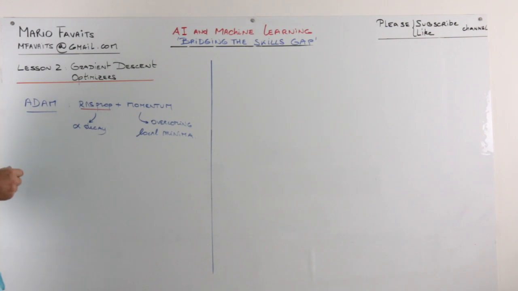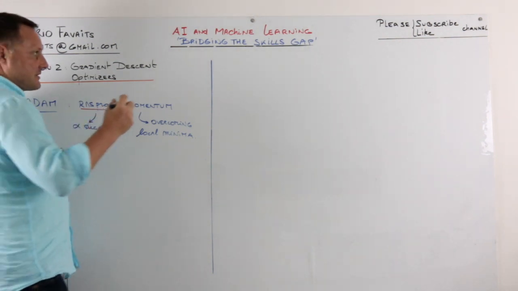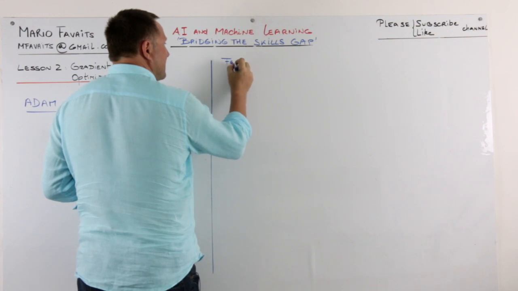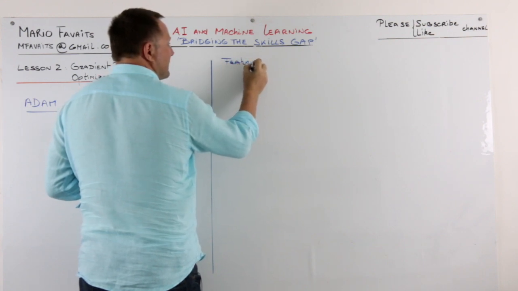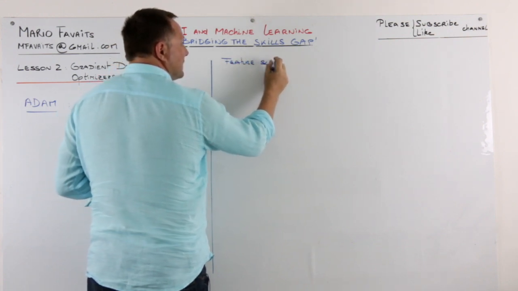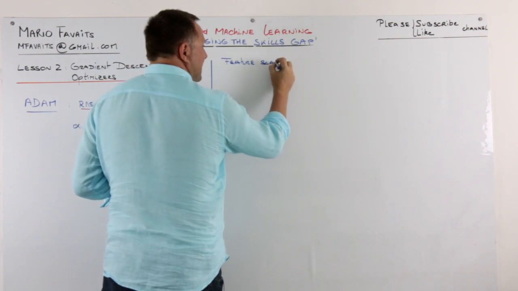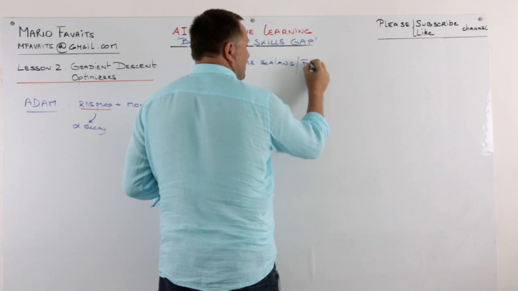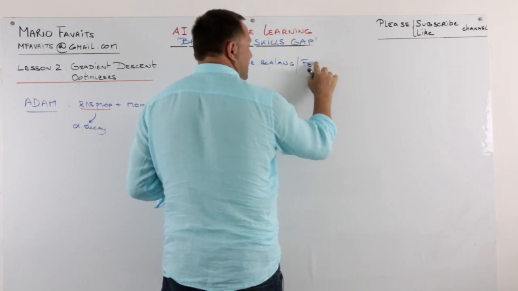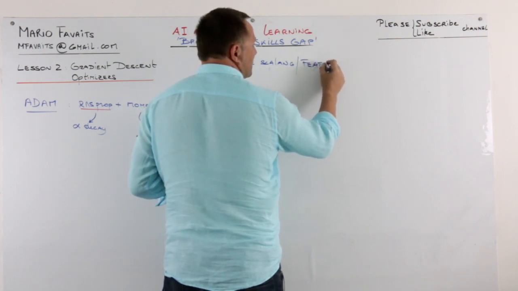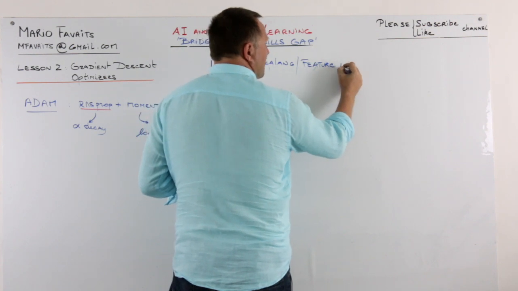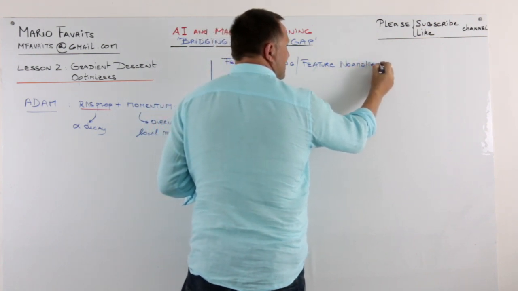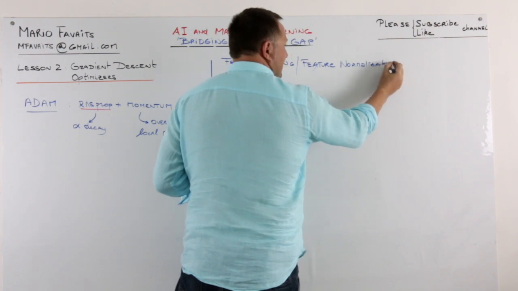Okay, now there's one last item that I want to discuss, and that is feature scaling. Feature scaling, sometimes called feature normalization. Normalization. Okay.